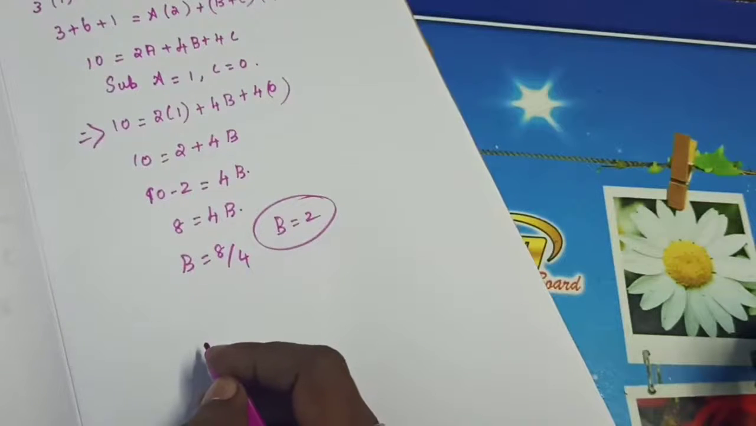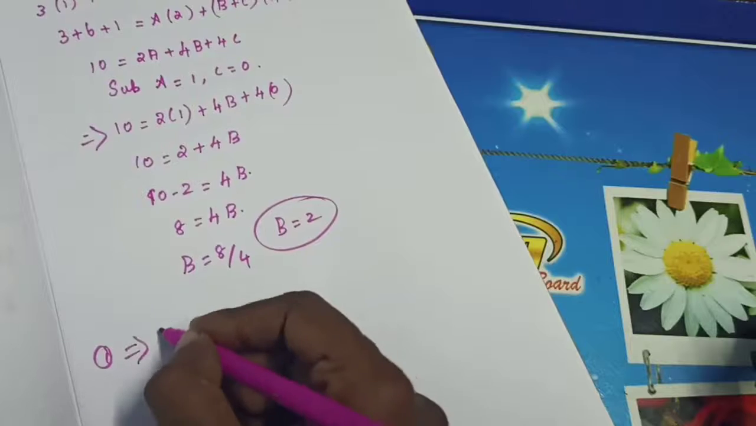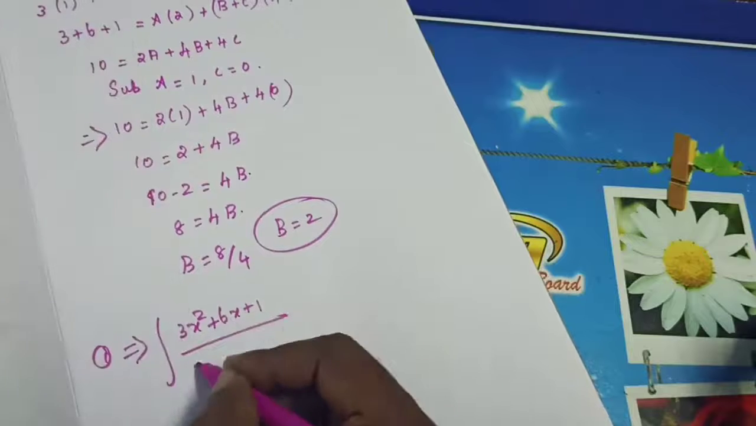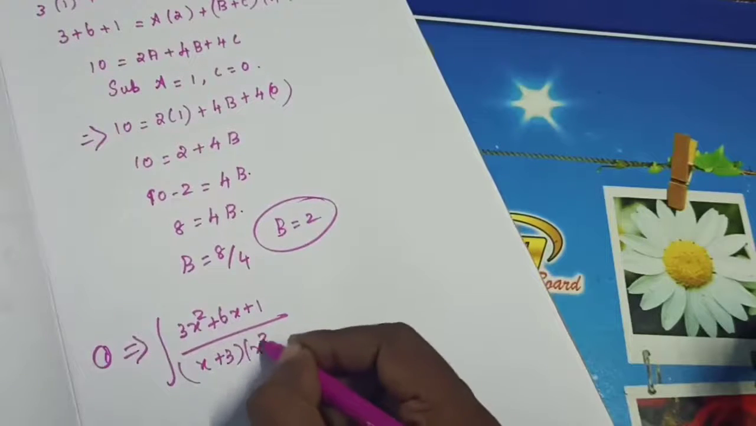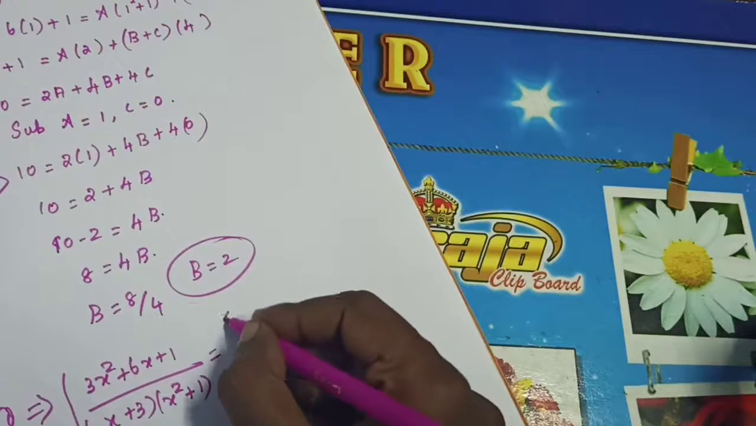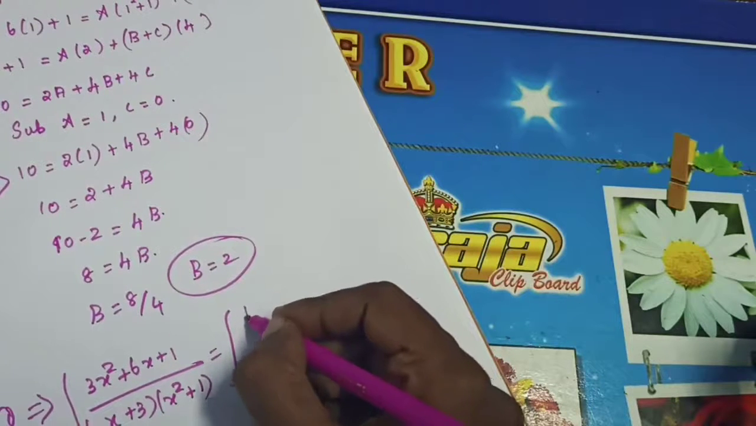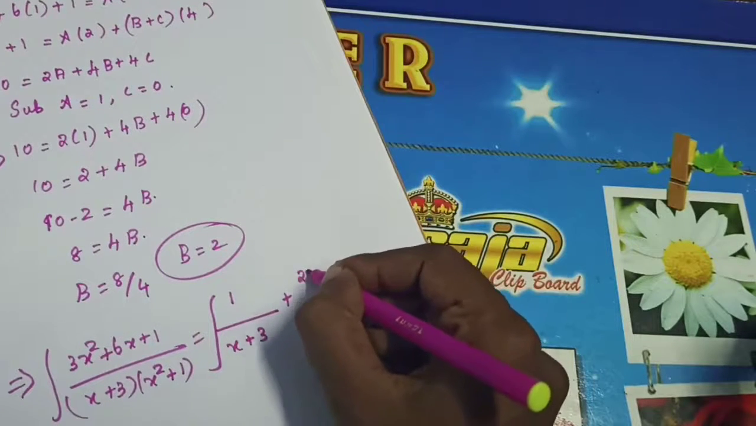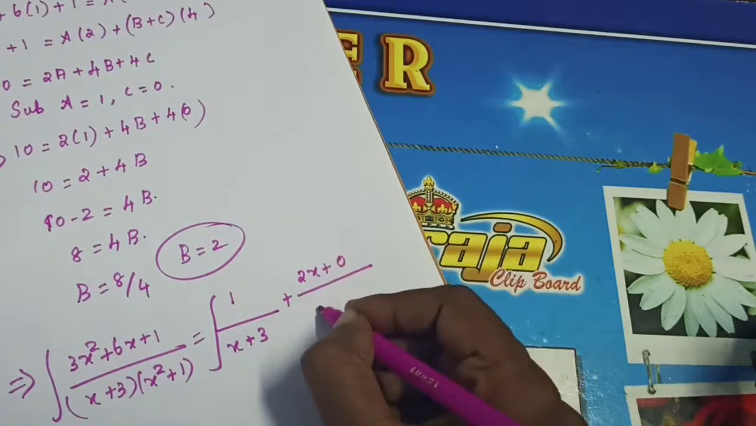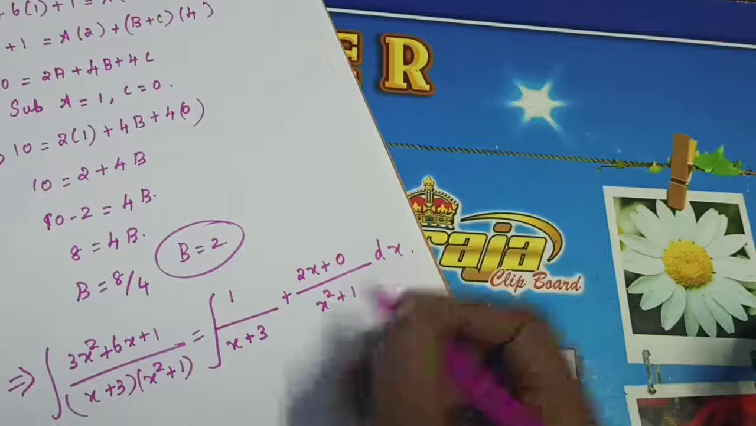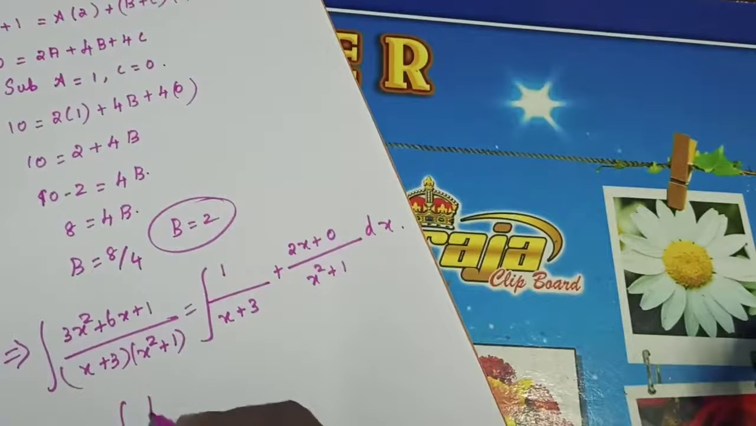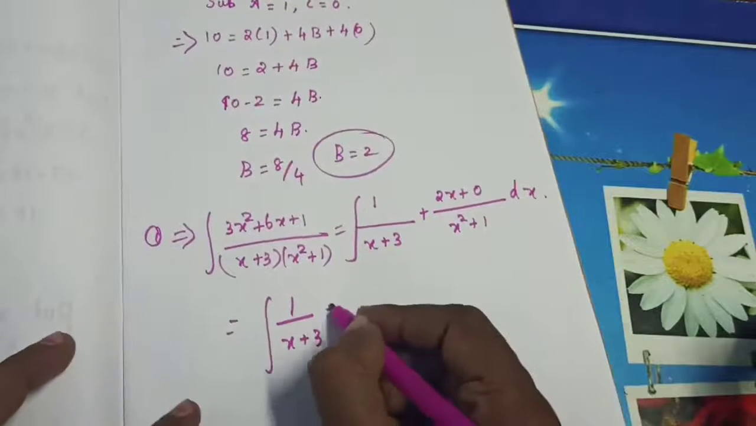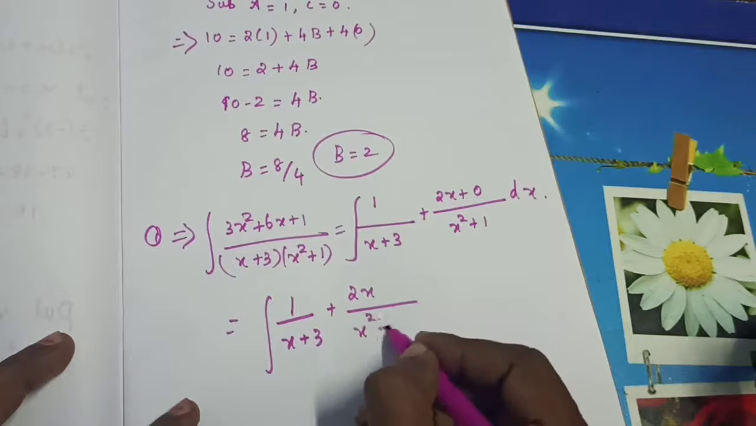Okay. Now shall we substitute there? Equation 1 implies, substitute here by using the integral. Integration of 3x square plus 6x plus 1 divided by x plus 3 into x square plus 1 is equal to integration of a value, which is 1 divided by x plus 3, plus bx plus c, that is 2x plus 0 divided by x square plus 1. Have you got it? That's equal to integral of 1 by x plus 3 plus 2x by x square plus 1.